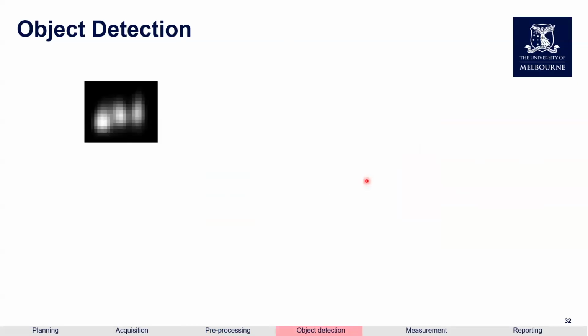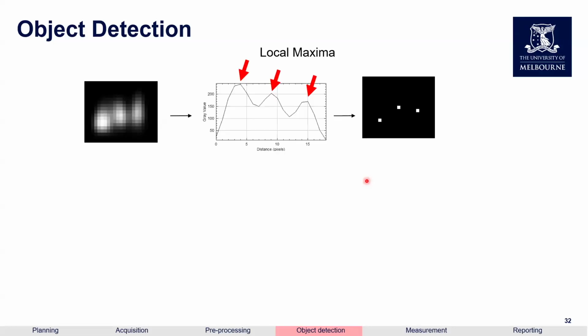When detecting an object from our image, the simplest way to find an object is finding it as a point using local maxima. So it's looking at the intensity and finding where the local maxima point is. This is really useful for quick counting, but it doesn't give us other information such as size or shape. So object detection is usually done in multiple steps.